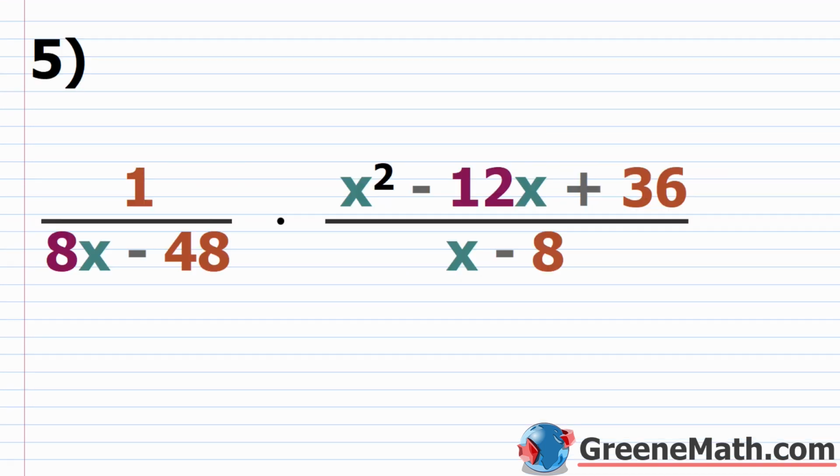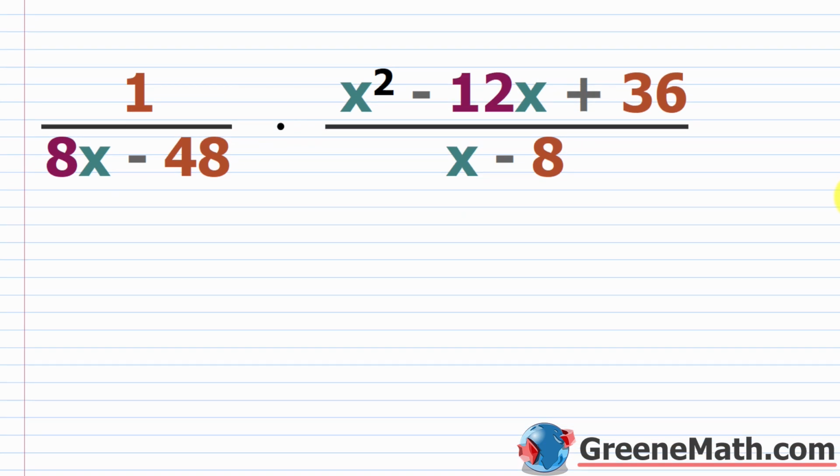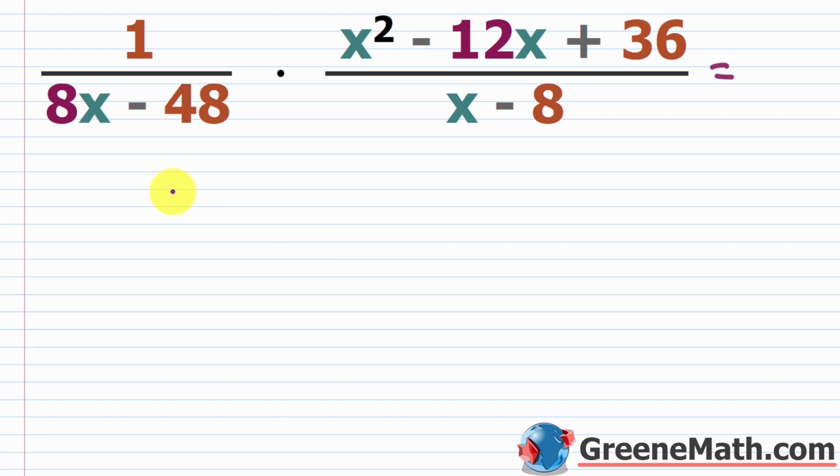All right, let's look at problem number 5. Let's come down here. We have 1 over 8x minus 48 times x squared minus 12x plus 36 over x minus 8. All right, so what can we do here? We have 1 over. From this guy, what could I pull out? Well, it looks like I could pull out an 8, and that would give me x minus 6 inside the parentheses. It's multiplication, so I don't need to worry about taking the reciprocal or anything. I'm just going to factor.